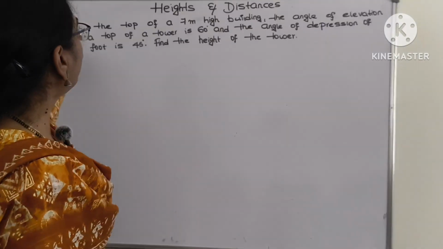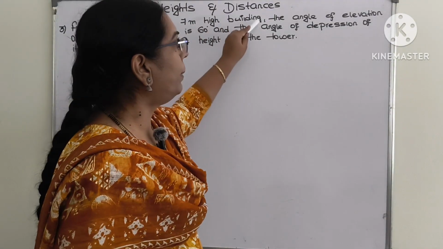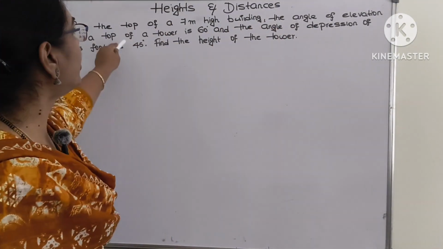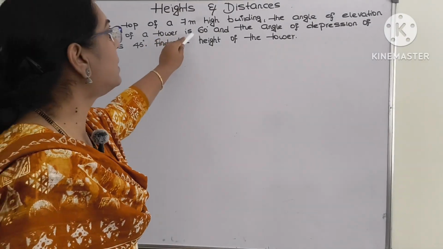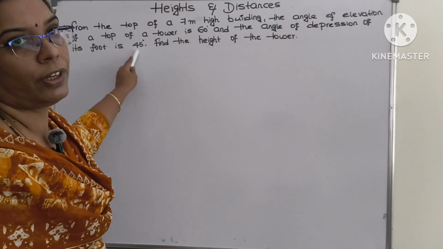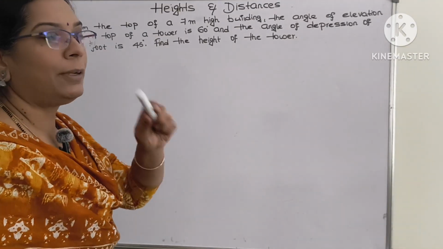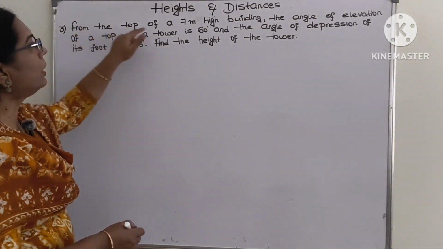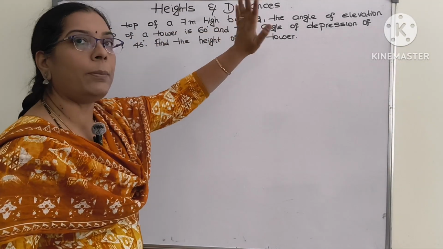Next one. From the top of a 7-meter high building, the angle of elevation of the top of a tower is 60 degrees and the angle of depression of its foot is 45 degrees. Confusing? Let me break it down for you. From the top of a 7-meter high building.